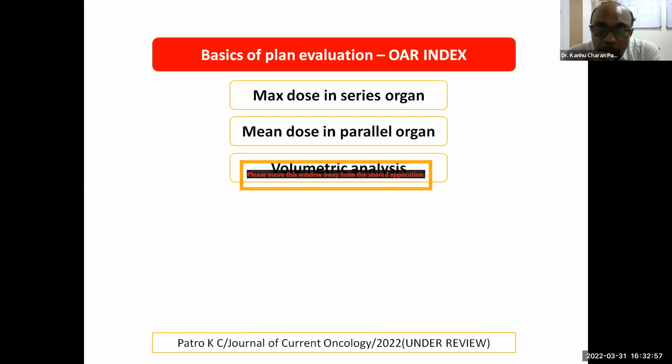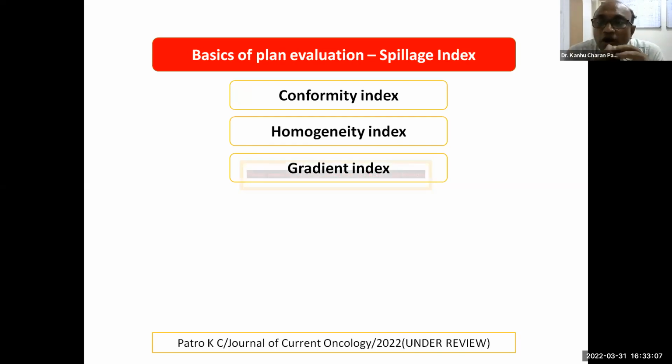Because it is one voxel value. Mean dose in parallel organs like liver, kidney, you see the mean dose. Volumetric analysis in various other structures. Then spillage index. So how your dose is conformed to your tumor, PTV, CTV, GTV, but how much conformity inside your PTV.